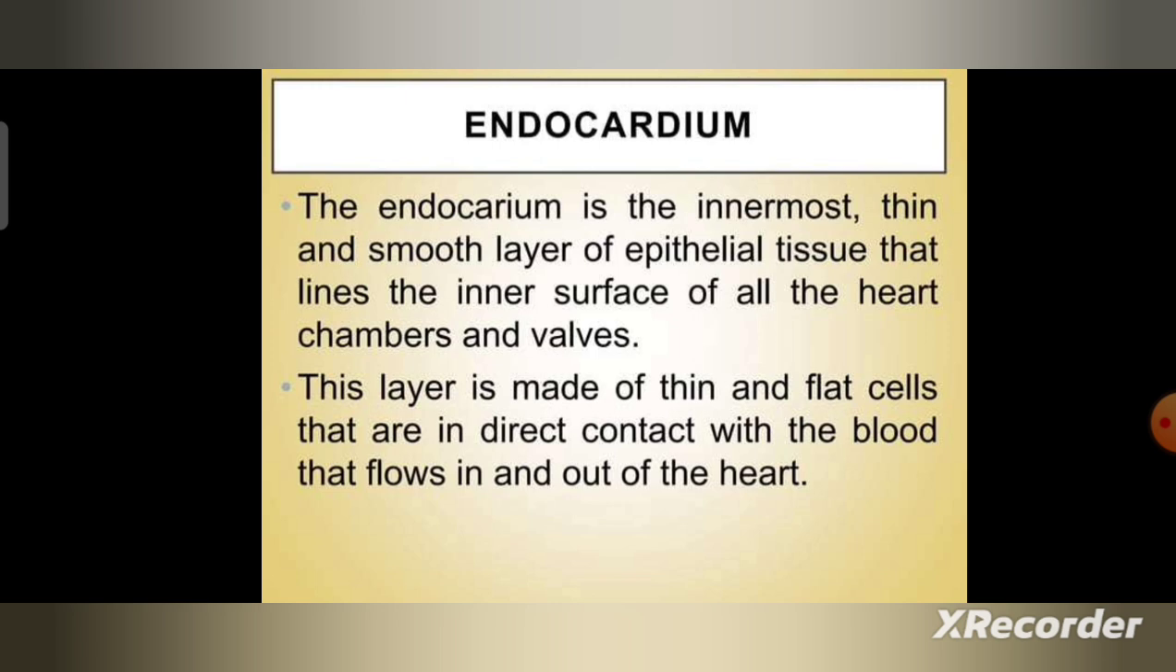So, in this presentation, we'll talk about the endocardium, which is the innermost layer of the heart, and the chambers of the heart. So, first is the endocardium. The endocardium is the innermost, thin and smooth layer of epithelial tissue that lines the inner surface of all the heart chambers and walls. This layer is made of thin and flat cells that are in direct contact with the blood that flows in and out of the heart.